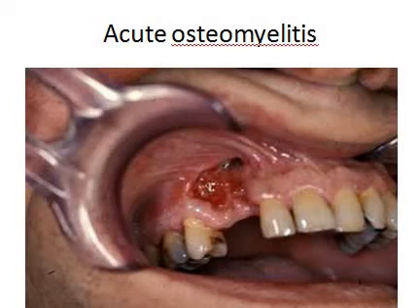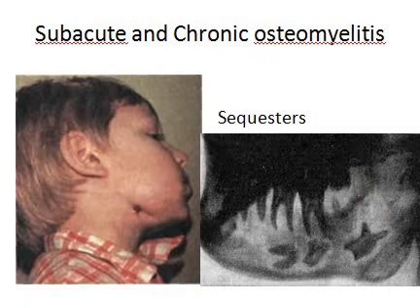If we leave acute osteomyelitis untreated, it becomes subacute and then chronic osteomyelitis. So let's talk about the subacute phase. The subacute phase of osteomyelitis is short-term, often lasting about 2 weeks.